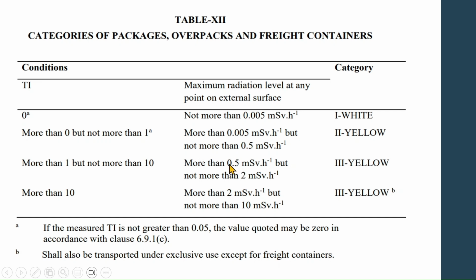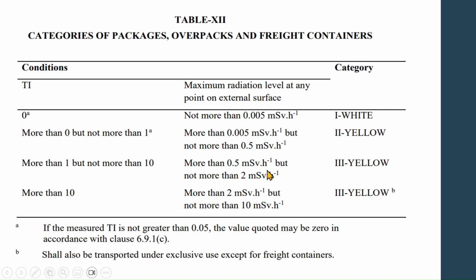Because in yellow 3 also there is 0.5 and 1, but it is clearly mentioned that up to 1, more than 0 but not more than 1, it is in yellow 2. More than 1 and more than 0.5 millisievert per hour, it is in yellow 3. So this thing you should keep in mind. If the upper limits of 1 and 0.05 are in the question, then it should be in yellow 2. Otherwise it is in yellow 3.